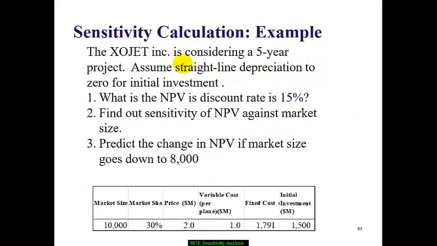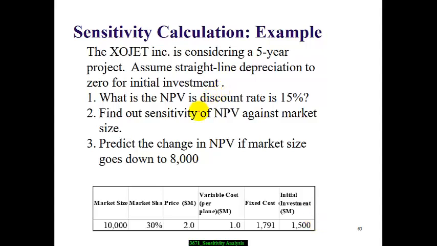XOJet company is a major player in the personal jet market. They're considering a 5-year project. There is straight line depreciation to zero for the initial investment. Currently, the global demand for personal jets is 10,000 planes. This company accounts for 30% of the overall market. For each personal jet, they can charge $2 million. The variable cost per jet is $1 million. Fixed cost is $179 million. Initial investment is $1,500 million.